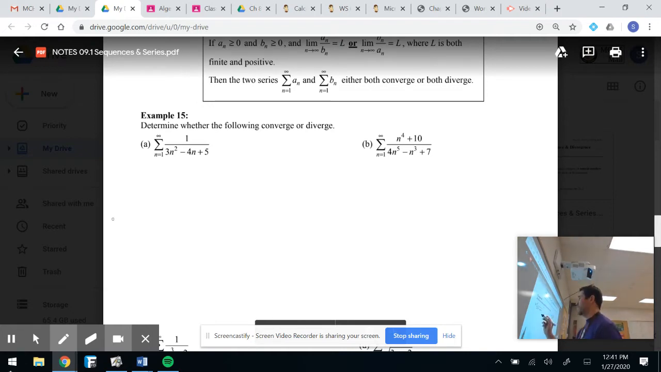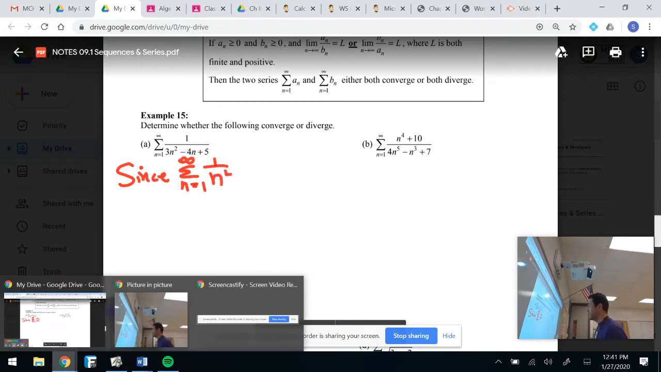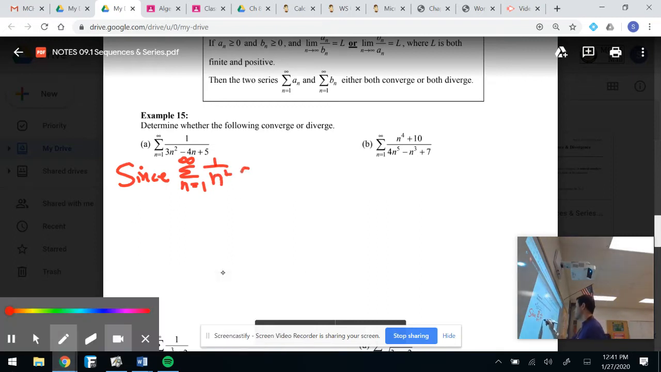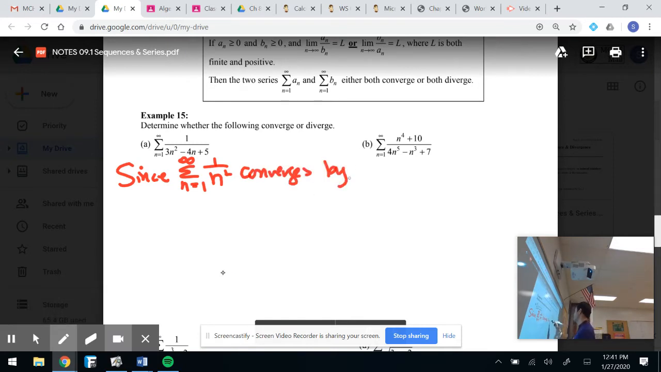And I'm going to go ahead and get my sentence started, right? Since the series n equals 1 to infinity, I'm going to compare this to 1 over n squared. Why? Because it kind of looks like it, right? And I know that 1 over n squared, that dude converges. Right? How do I know that converges? Well, it converges by the p-series test. We've actually been using that quite a bit in our class.